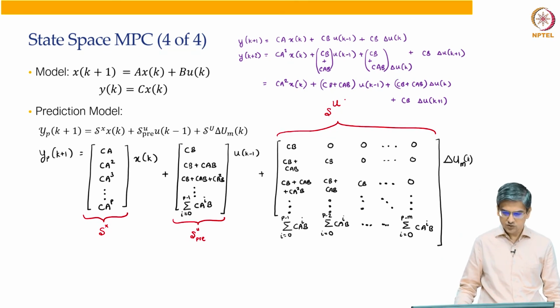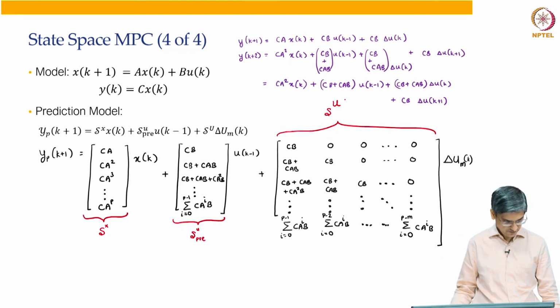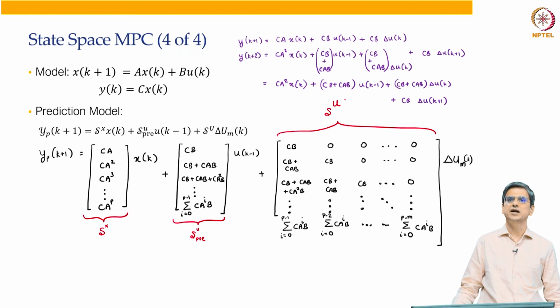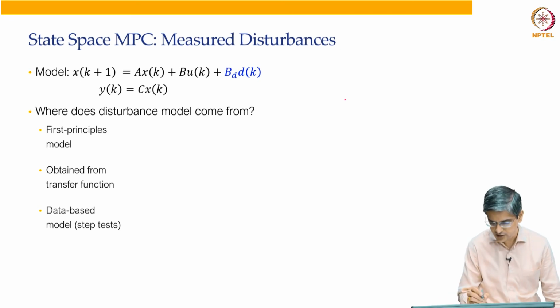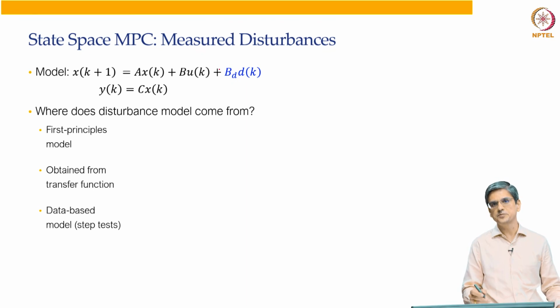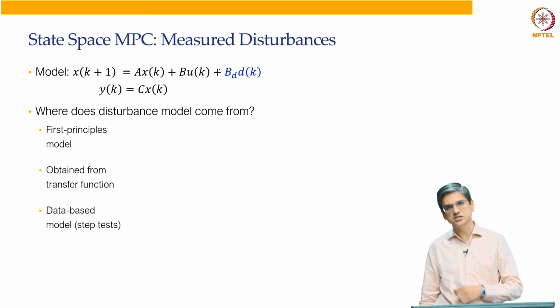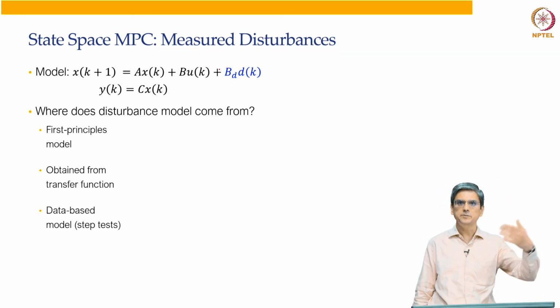Now, this is fairly restrictive in the sense that we cannot expand it to cases of disturbances. So, I can just expand it to the cases of measured disturbances. Now, the question is, what we are going to take up next is, where do these measured disturbances come from? I will take this up in the next video.